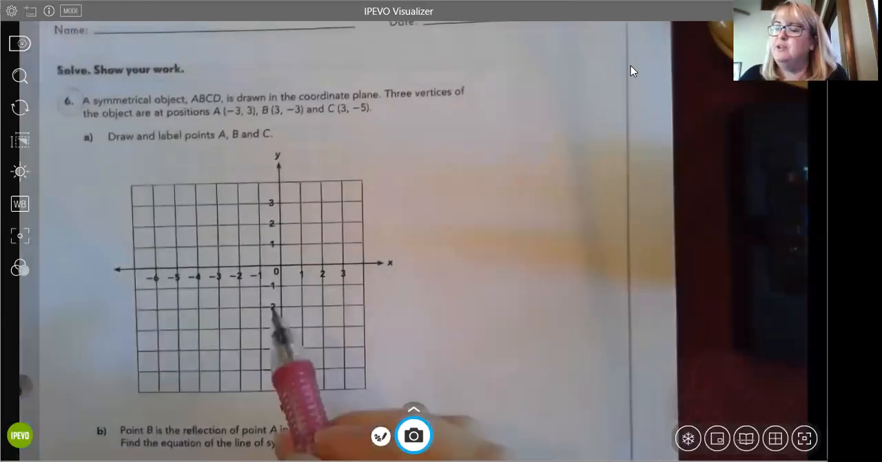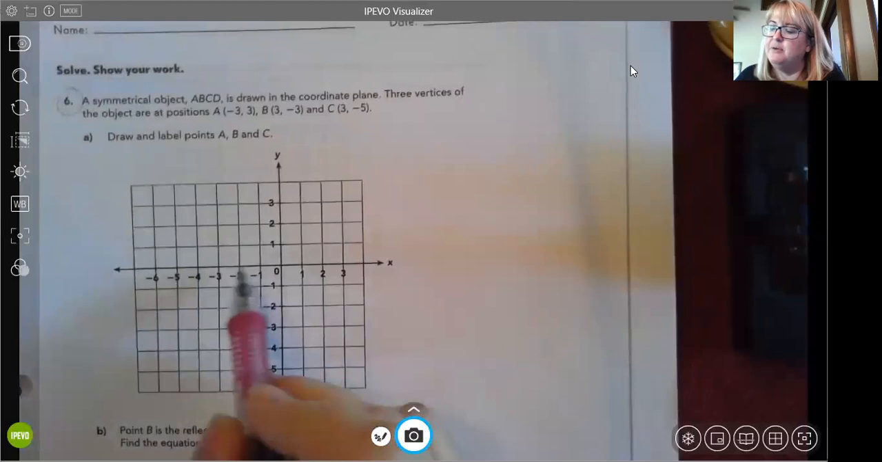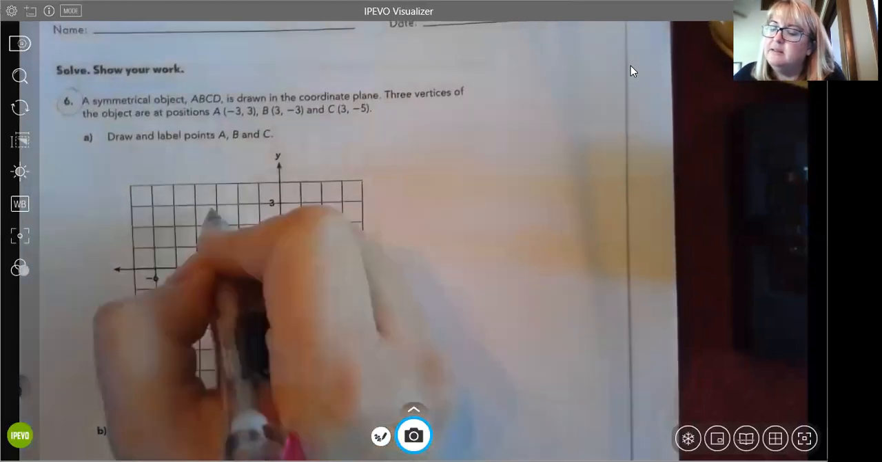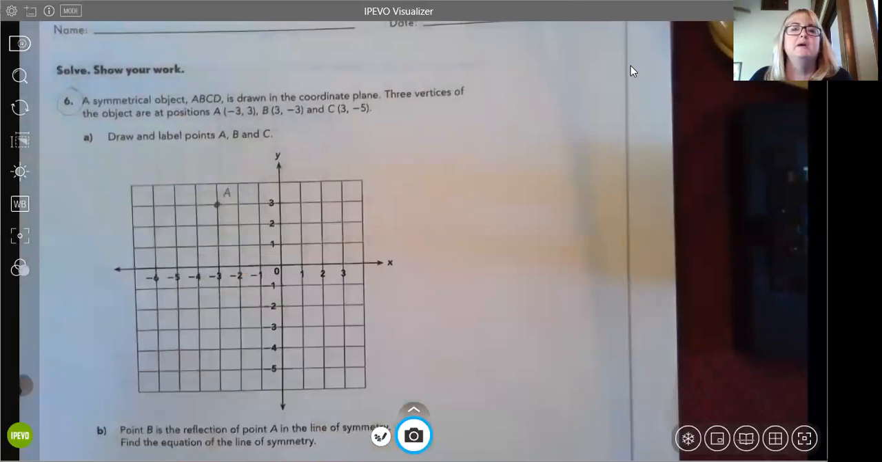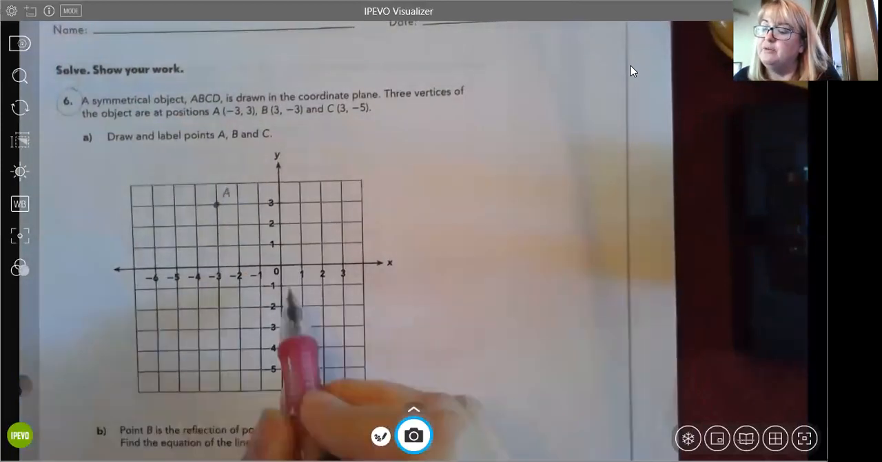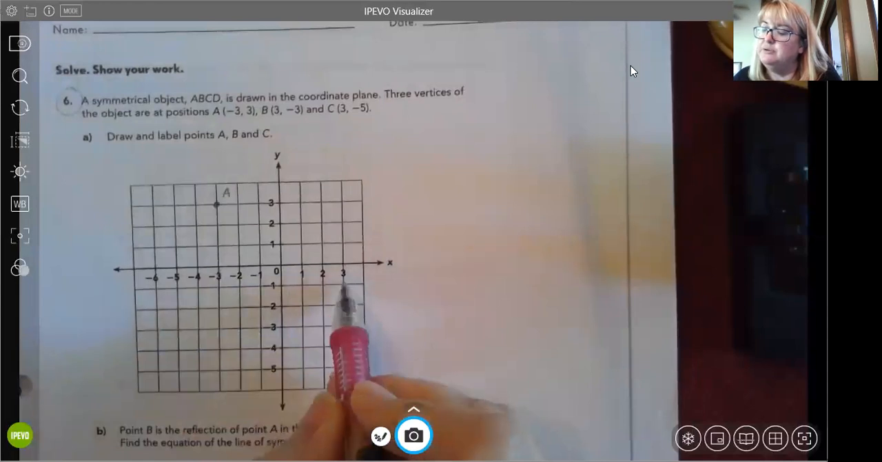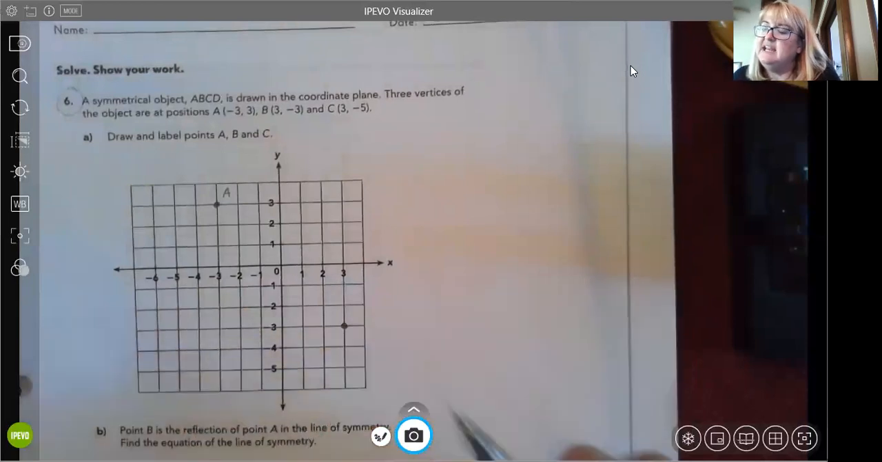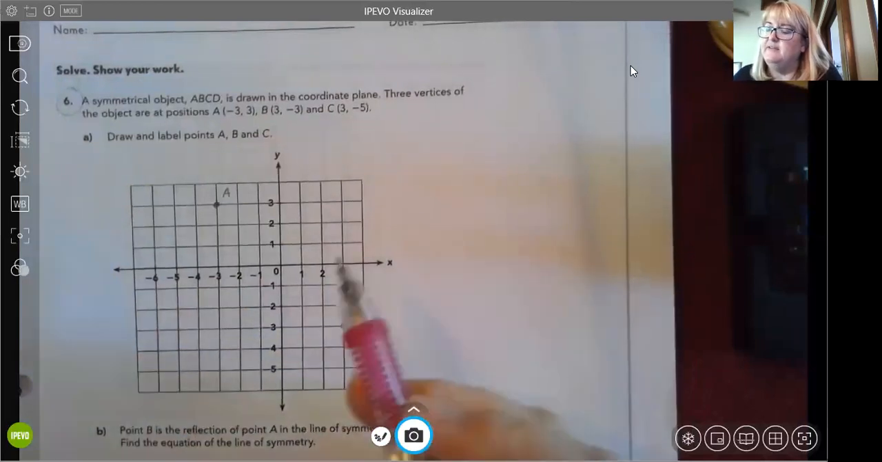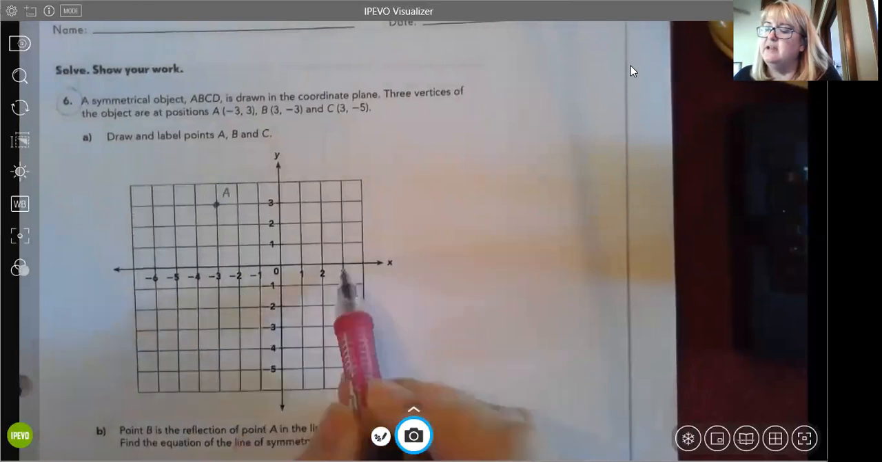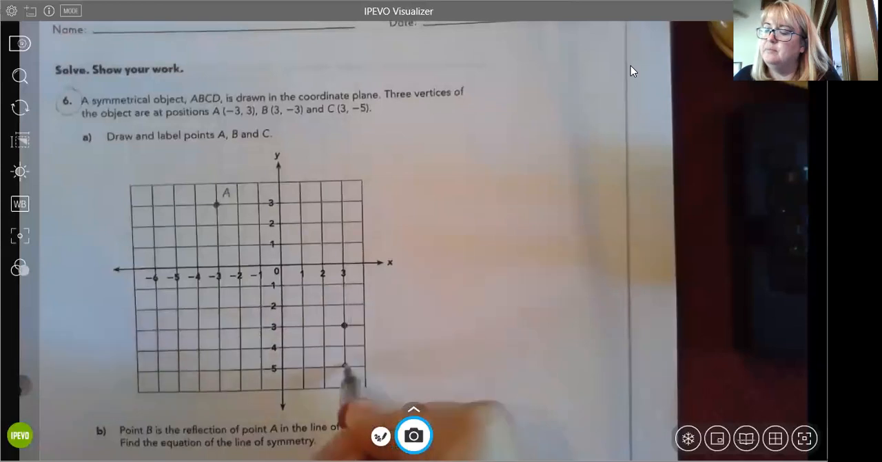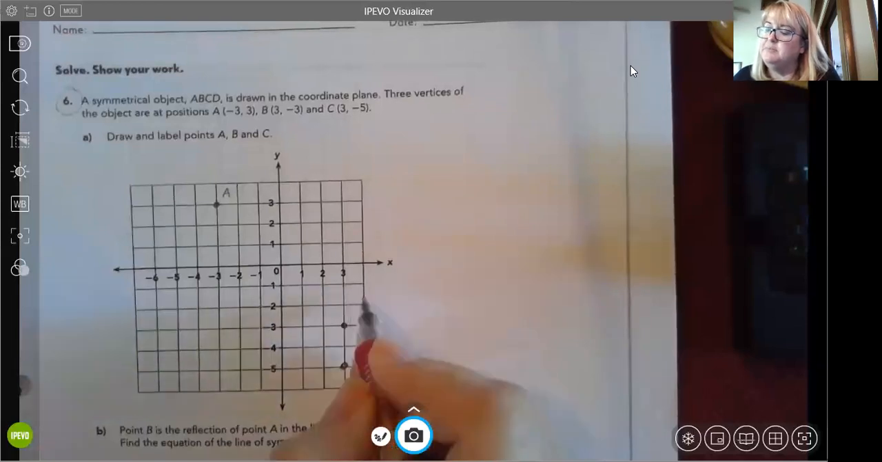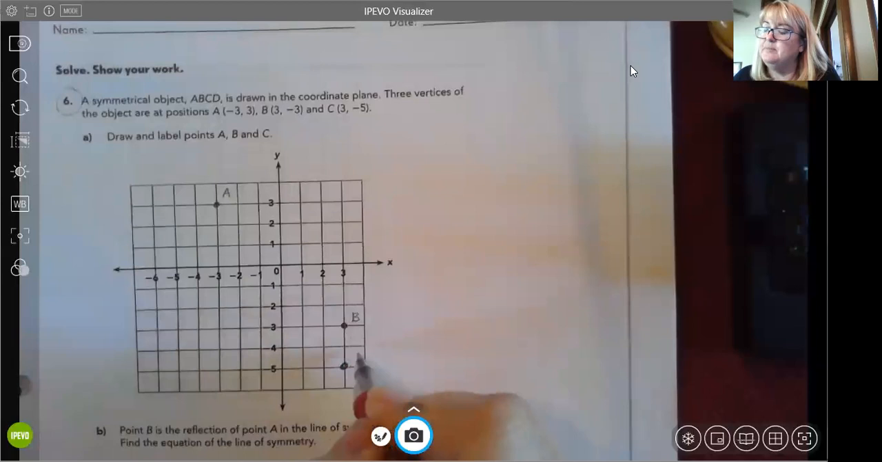A is negative 3, 3, so we're gonna go back 3, up 3. This is A. B is at 3 and negative 3. So I'm going to go forward 3 and then down 3. 1, 2, 3. C is 3 and negative 5. So I'm going to go to 3 and then go down 5. 1, 2, 3, 4, 5. Okay, so this was B, this was C.